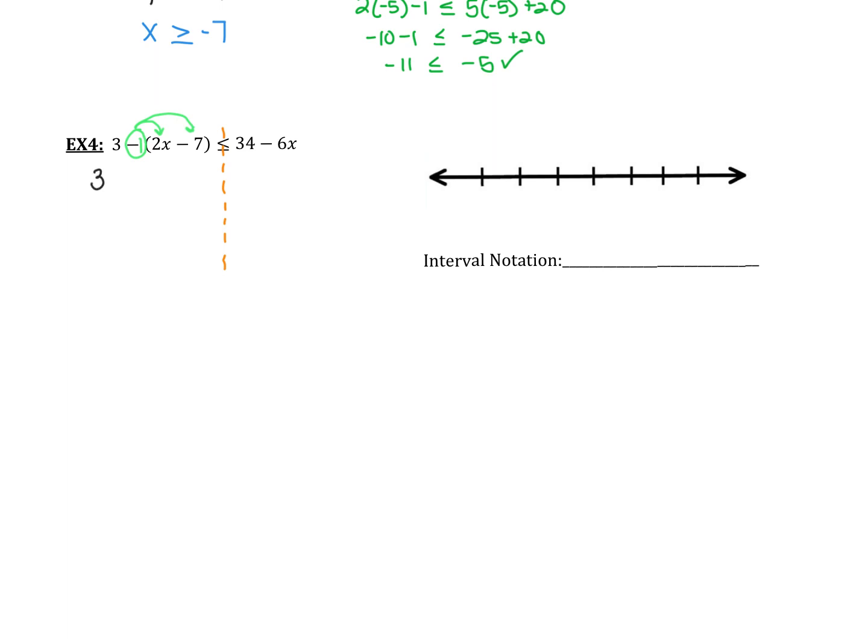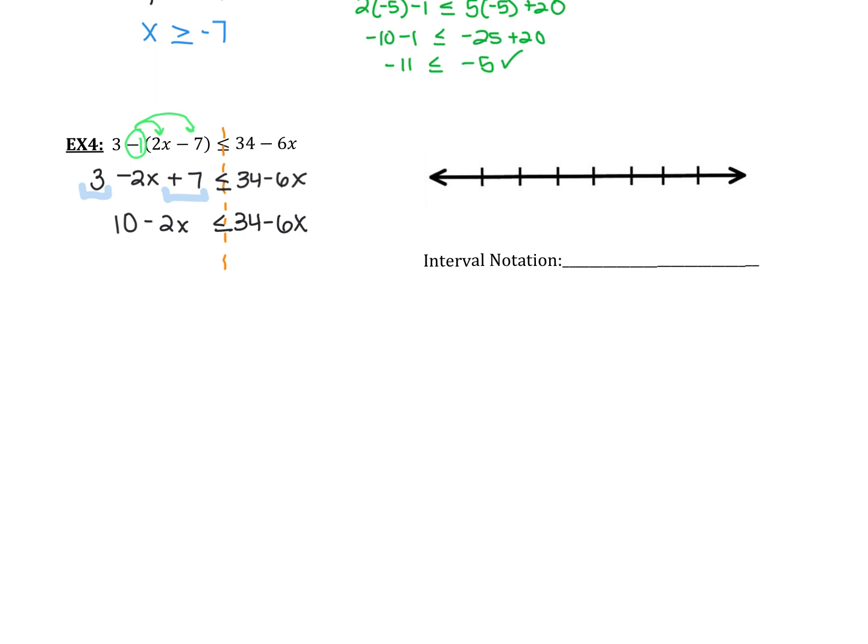So I'm going to leave my 3 alone. That's going to give me -2x plus 7. And I don't have any distributing on the right-hand side, so I'm just going to leave it. And now on the left-hand side, I'm going to combine any like terms. So I have a +3 and a +7. When I combine those two, I get 10 minus 2x is less than or equal to 34 minus 6x.